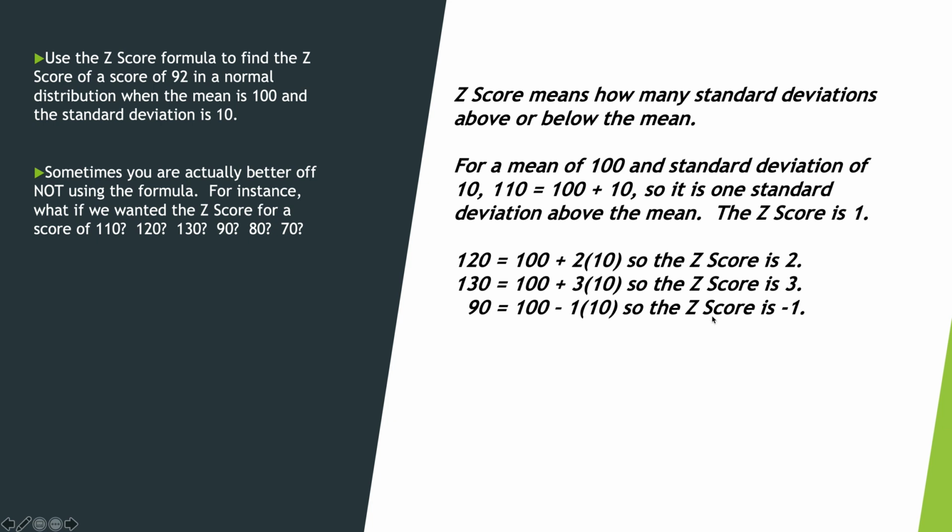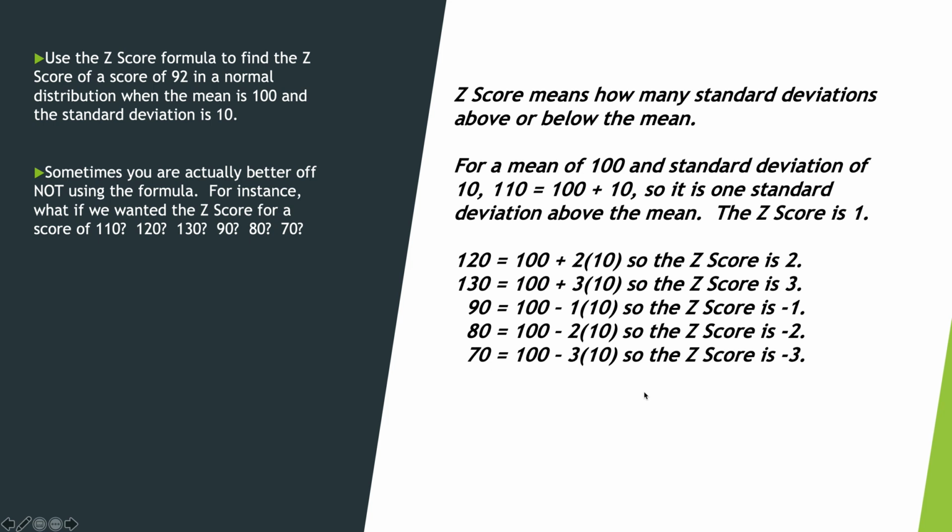90 is 1 below the mean, right? Because it's 10 below 100. So that's a z-score of negative 1. 80 is 2 10s below 100, so that's a z-score of negative 2. And 70 is 3 z-scores below 100, so that would be a z-score of negative 3. So if you understand what a z-score is, you can do whole standard deviations very, very quickly off the top of your head. What about a score of 115?